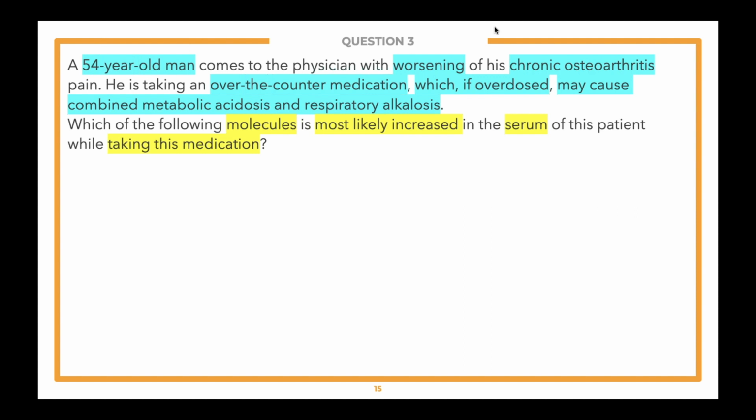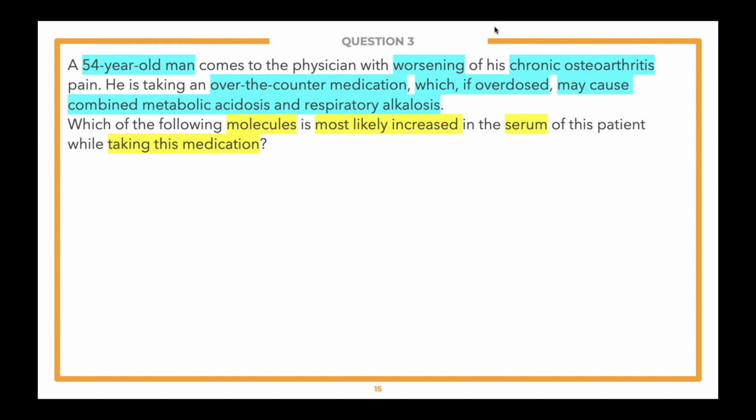Okay. They then give us some information about this medication, that if you take too much of it, it can cause some metabolic issues and respiratory issues. So then they're asking us about a molecule that's most likely increased in the serum if you take this medication. So I think we've got a couple steps. I think one, we've got to figure out what is that over-the-counter medication. I think two, then we've got to know the mechanism of action of that medication.